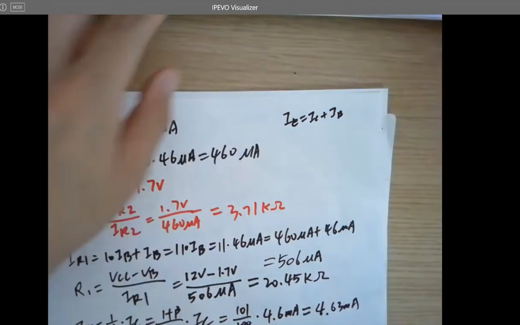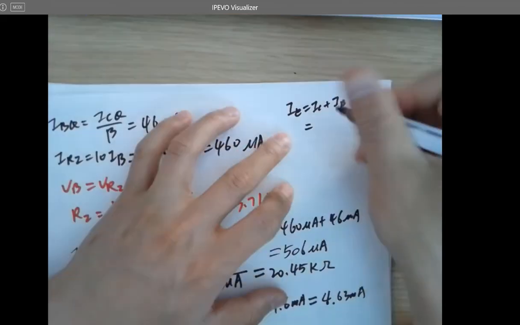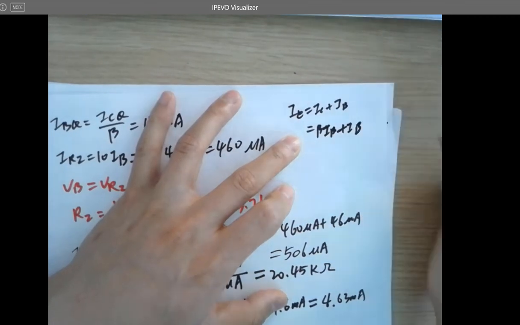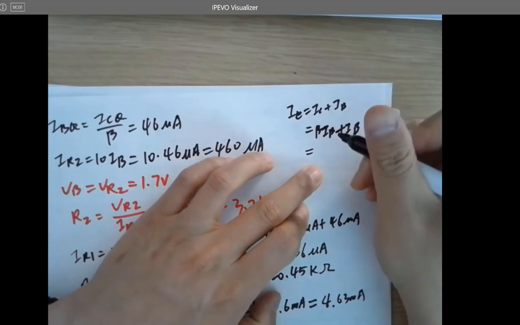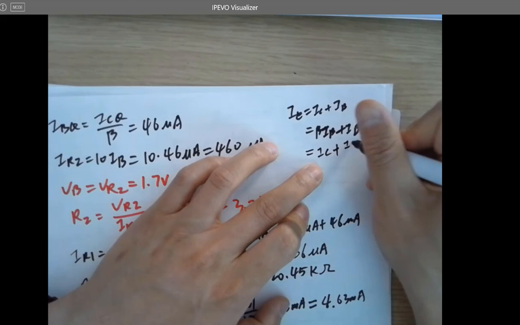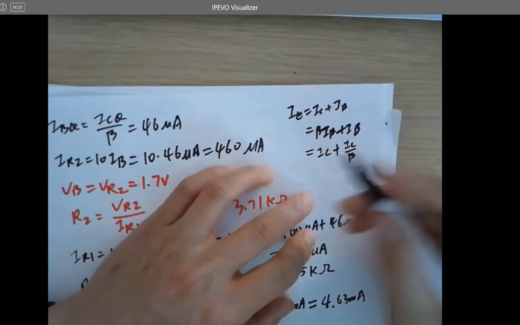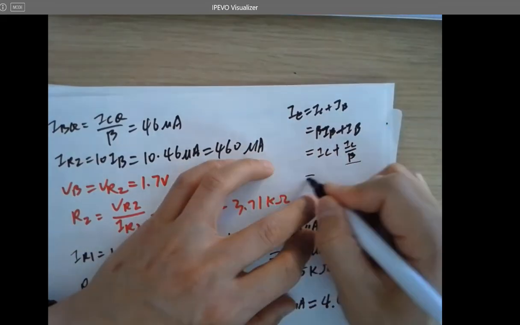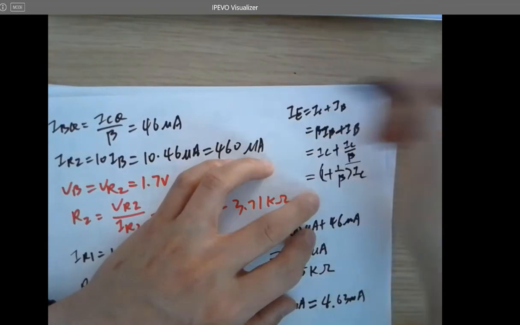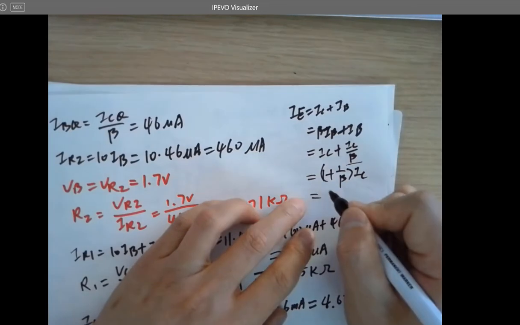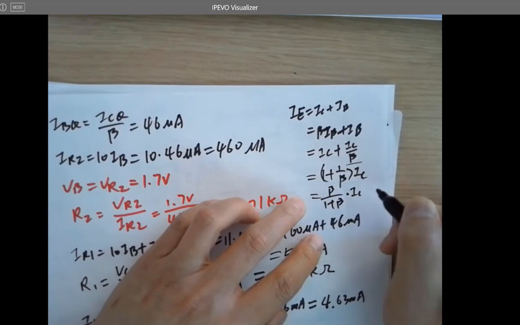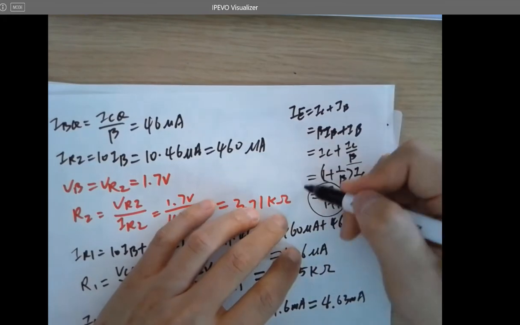And IC is beta times IB. Or you can say IB is IC over beta. Okay, and beta you can find out from the data sheet. So this is actually 1 plus 1 over beta times IC, which is IE. So beta over 1 plus beta times IC is IE, and we just use a different symbol to represent this guy.